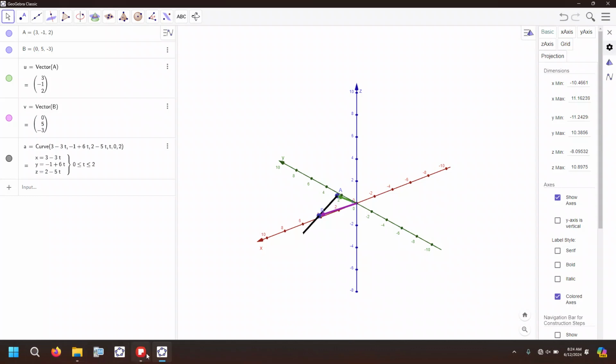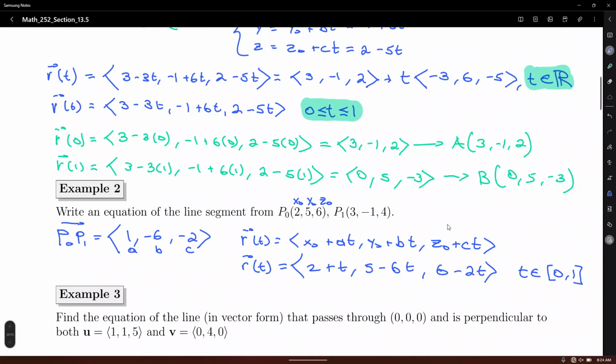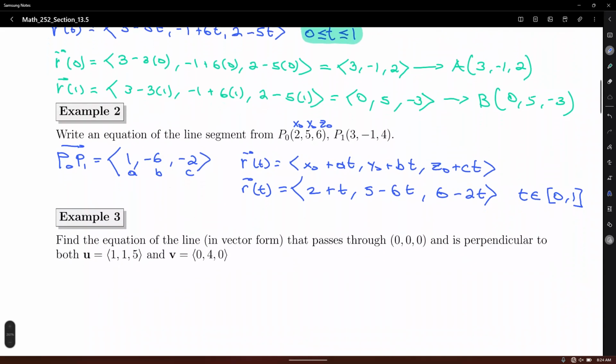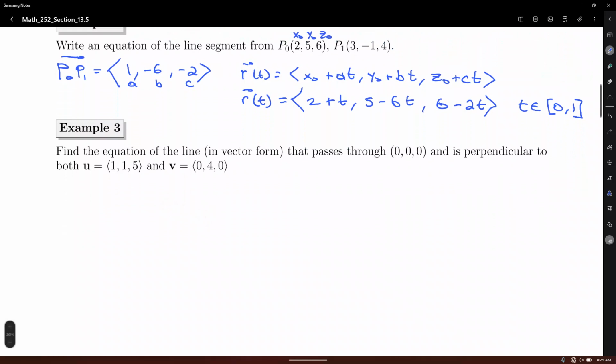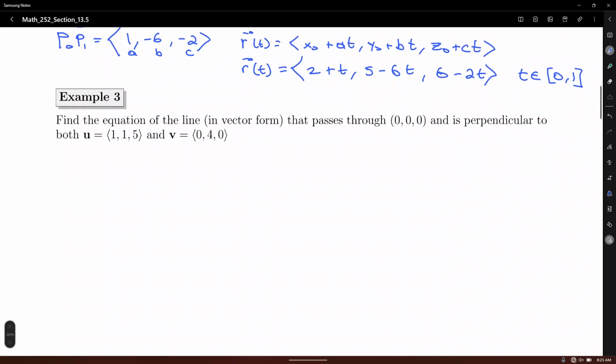Let's go back and look at another more interesting problem here. So, they're asking us to find the equation of a line in vector form, no longer in parametric form, passing through the origin that is perpendicular to both of these two vectors, u and v. Perpendicular to two vectors.